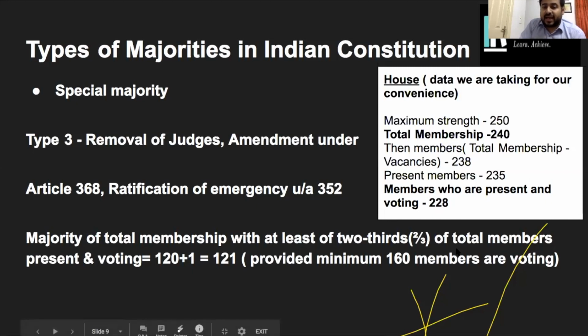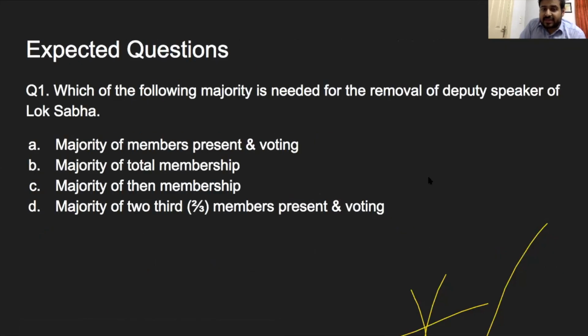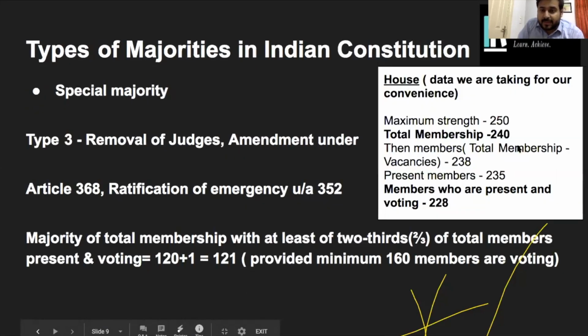If we take another scenario, if rather than having these members as 228, if the members are 140, and out of those 140, all 140 agree to pass that bill, then also it cannot be passed through this majority because it is not fulfilling this minimum members who should be present and voting criteria.